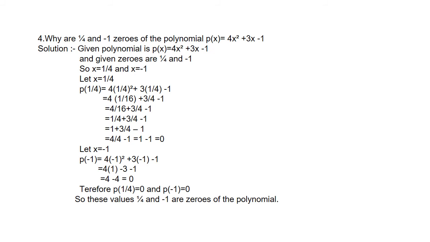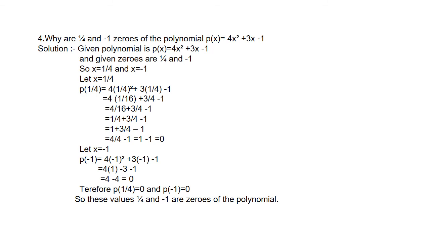If we cancel the 4s, we will get 1 by 4 plus 3 by 4 minus 1. So 1 by 4 plus 3 by 4 is equal to 1 plus 3 by 4 minus 1. That is 1 plus 3 is equal to 4, 4 by 4 is equal to 1, 1 minus 1 is equal to 0.